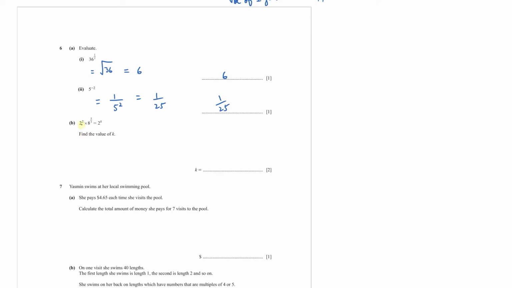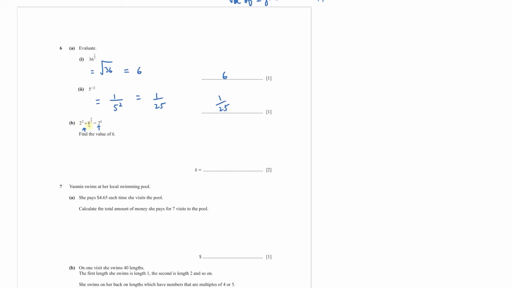Find the value of k given that 2 square multiplied by 8 power 5 by 3 equals 2 power k. So to find the value of k, I need to make the base the same on both sides. So here I have base 2. I can easily change everything to base 2 as well. So you already have 2 square here, so this base is already 2.